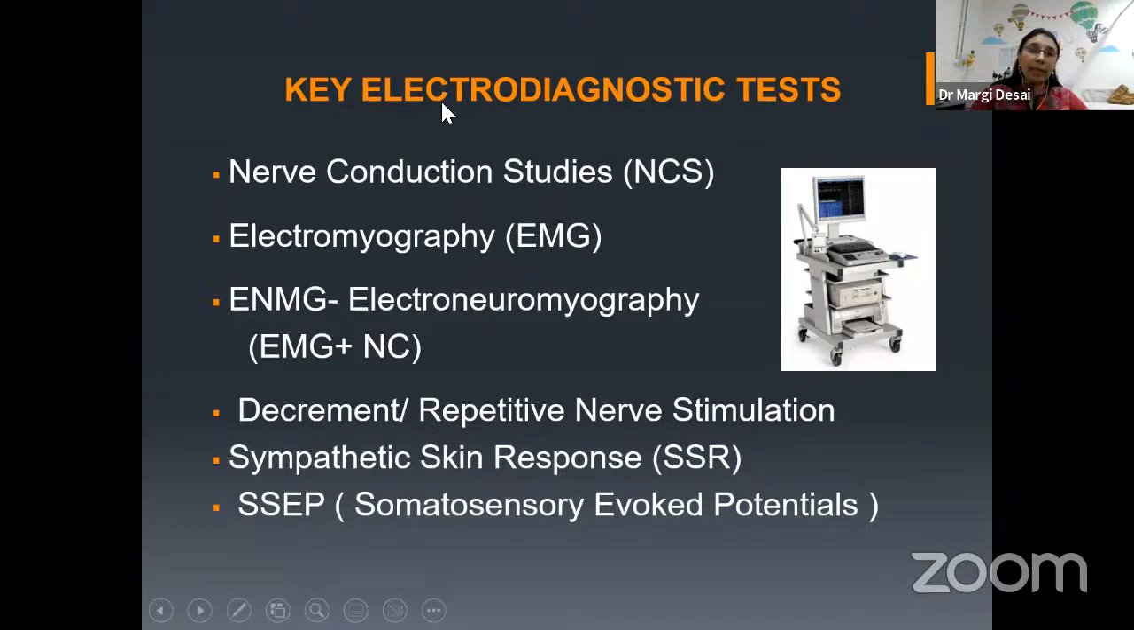Now let's look at the key electrodiagnostic tests which can be done. You all have heard of nerve conduction study and EMG. They go hand in hand, so often it's referred to as electroneuromyography, ENMG. Another special test that we perform is repetitive nerve stimulation, which is used for children with myasthenia. It's also called a decrement study by some. Sympathetic skin response is a special test for small fiber function. And SSEP is one of the evoked potentials. I'll be talking about it later.